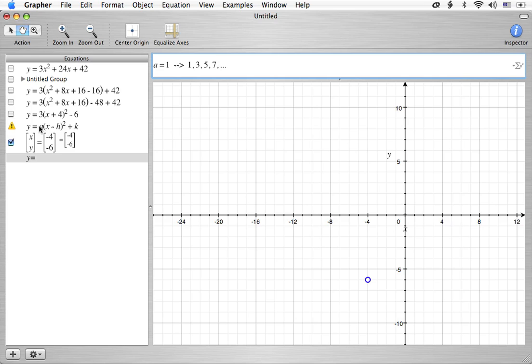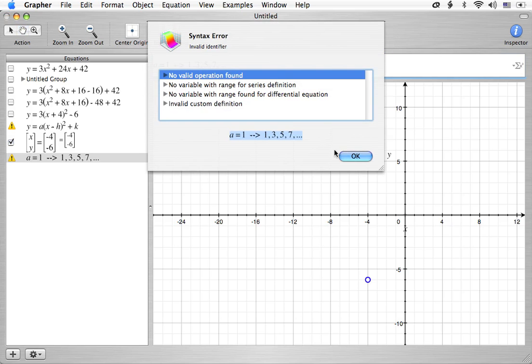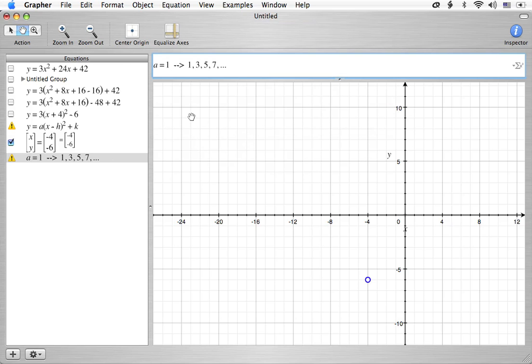But a is not 1 here, a is 3. So what do we do in that case? And again, it's not going to like this equation. It's going to yell at me because it doesn't know what to do with this. But that's okay. It's just for observation's sake.